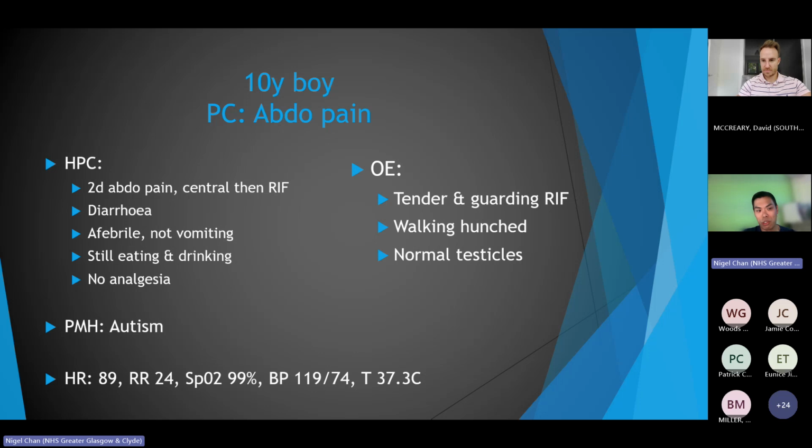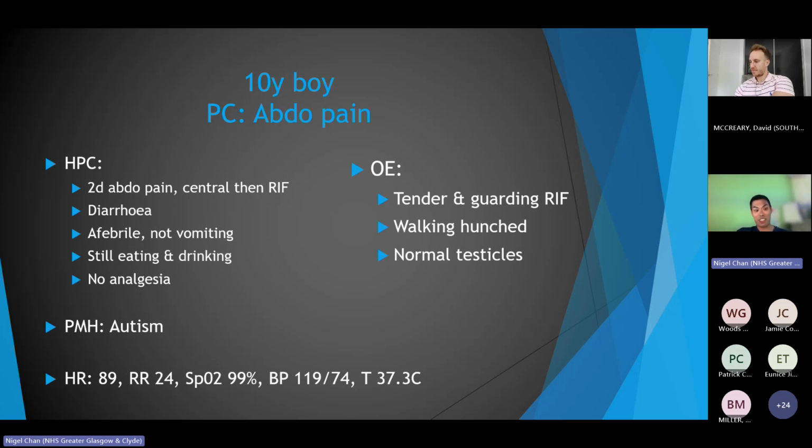Had a bit of loose stool, but he's still eating and drinking. He didn't have a temperature. He hadn't had any painkillers. He walked into the cubicle okay. He was maybe a little bit hunched over, but if you asked him to jump, he would still jump. He let you feel his tummy okay, but he did seem a wee bit sore. And his obs were fine.